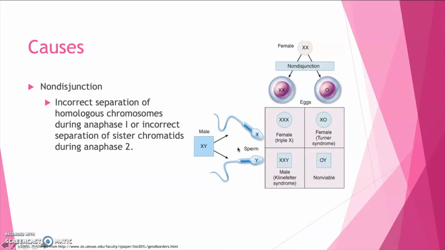Look at the Punnett square on the right. It shows the effect of non-disjunction and how it affects the mother's eggs as it is passed down to her offspring. The Punnett square also shows other genetic disorders such as triple X syndrome and Klinefelter syndrome.